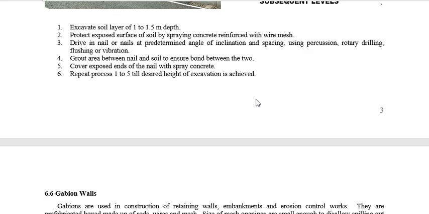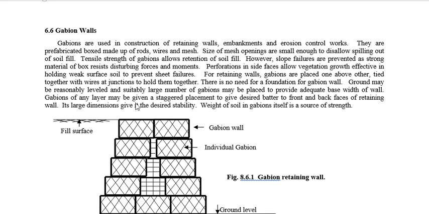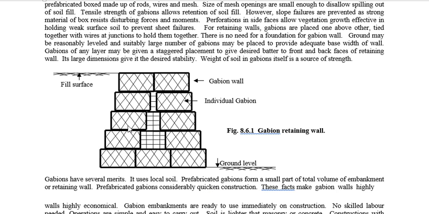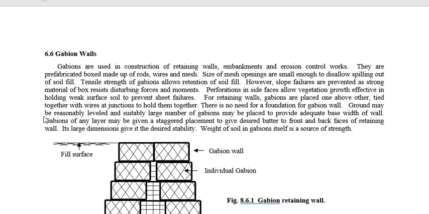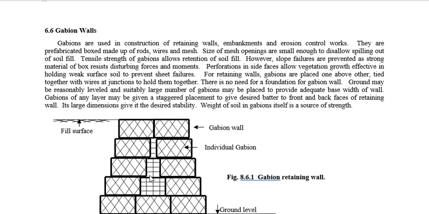So the next method is called gabion walls. Gabion walls are used to construct retaining walls, embankments and erosion control walls. Usually these are called gabion walls. Whenever we construct gabion walls, we do it with the help of mesh. There may be prefabricated boxes made of rods, wires or mesh. So you can use mesh, rods or prefabricated boxes.